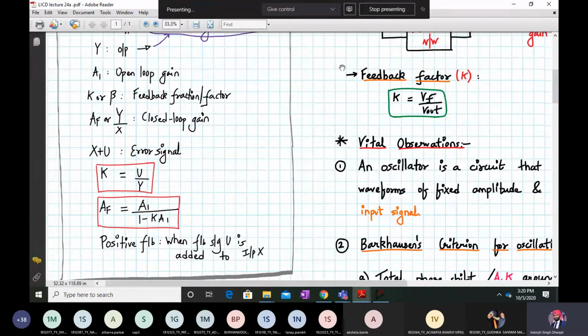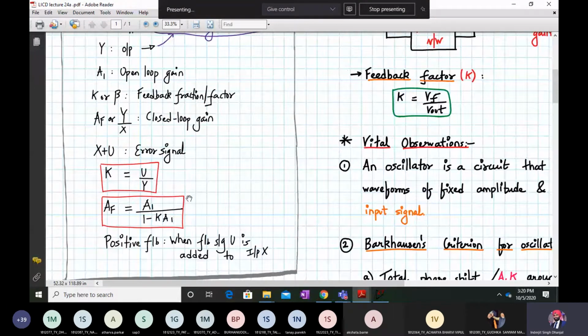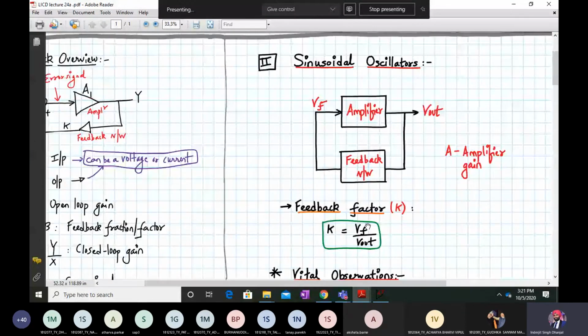Fine, so with this knowledge, also note one more thing: here in the denominator we have 1 minus K times A1. So whenever this K times A1 approaches close to 1, I'll have a very high gain. The AF will be very high. So in case of positive feedback, my closed loop gain is greater than my open loop gain. It is exactly reverse as in case of a negative feedback. In negative feedback, the closed loop gain was less than open loop gain. In case of positive feedback, the open loop gain is less than the closed loop gain. I hope that point is clear.